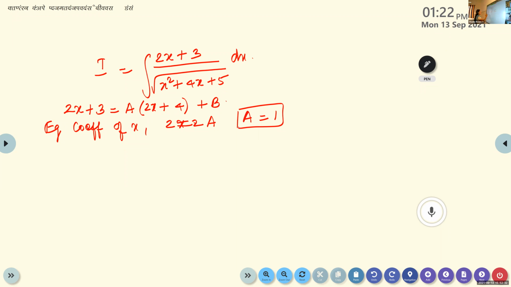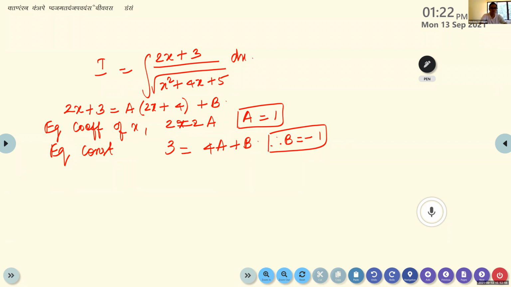Now the next step is you have to equate constant terms. When you equate the constant terms, what will you get? b equals -1. Very good. Is it correct? b is -1. Yes, ma'am. Okay. So now look at this.